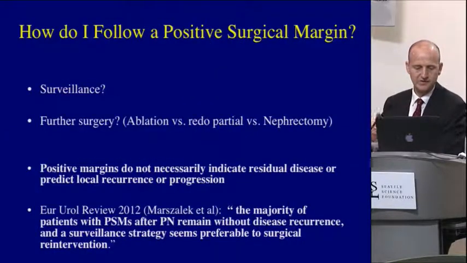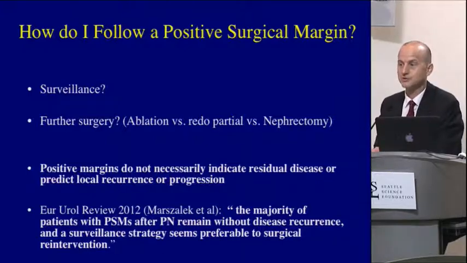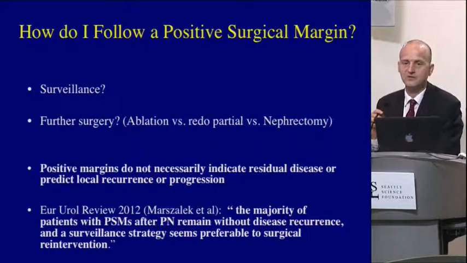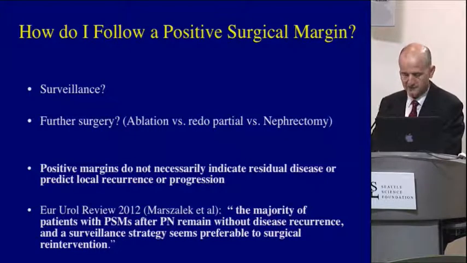What about following positive surgical margins? So what are your options? You either watch it, cut it out, or ablate it. Most of these positive margins, especially the focal microscopic positive margins, do not necessarily indicate residual disease or predict local recurrence or progression. European Urology Review a few years ago also said this: the majority of patients with positive surgical margins remain without disease recurrence, and surveillance is considered an appropriate strategy, very close monitoring. I would step up my monitoring plan for these patients. But for most of them, the papers that have looked at salvage nephrectomies showed that the majority of these patients actually had no residual tumor. So I think you've got a safe window to watch it closely.